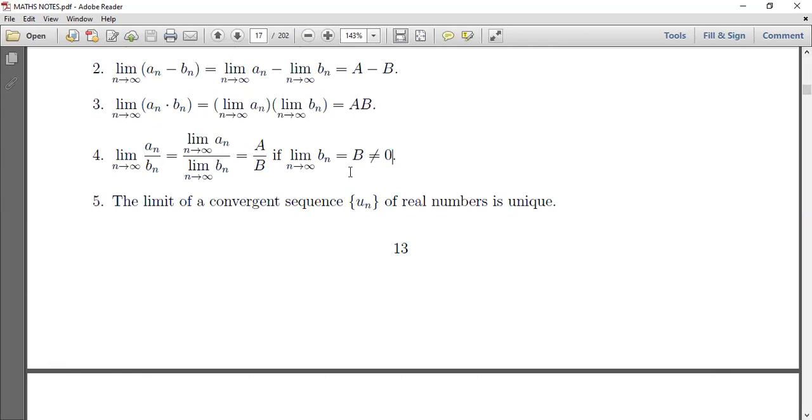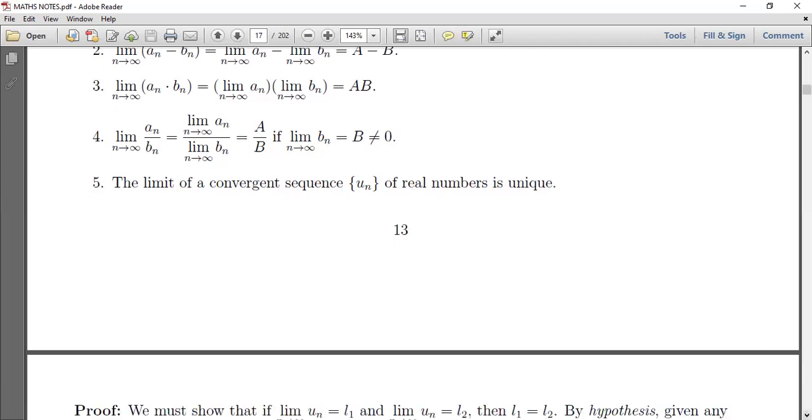Okay. Then another theorem again is the uniqueness theorem. The limit of a convergent sequence un is a real number and is unique. We cannot find the limit of a sequence un which converges to two different numbers. So it's always unique. There's always a single limit when the sequence converges. So that's the uniqueness theorem.